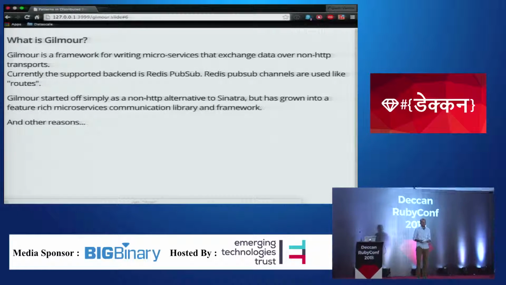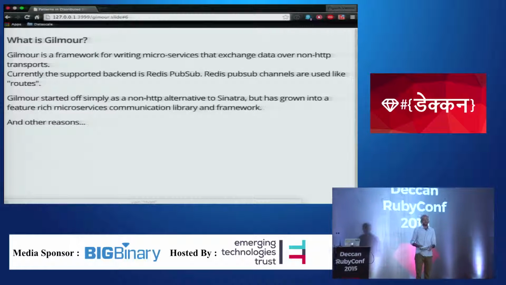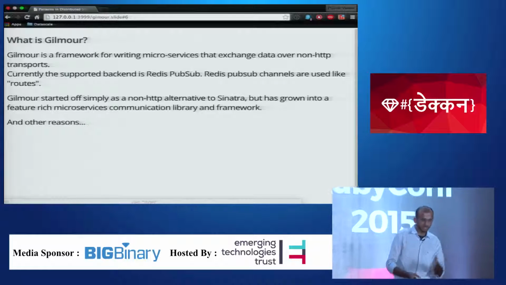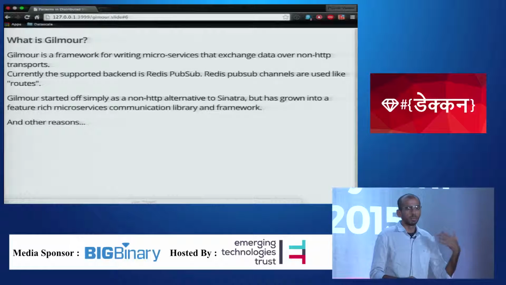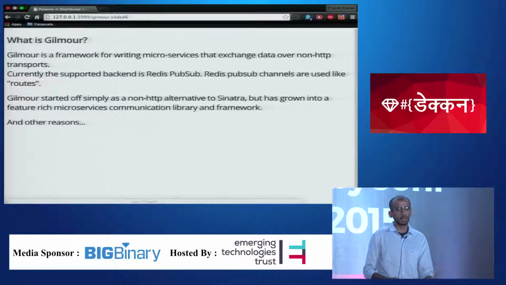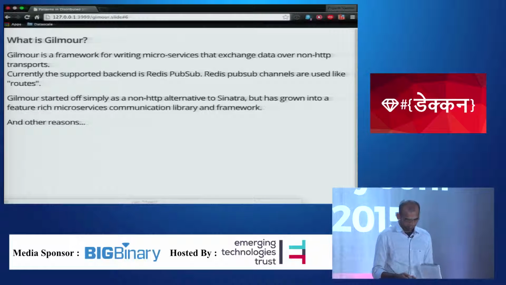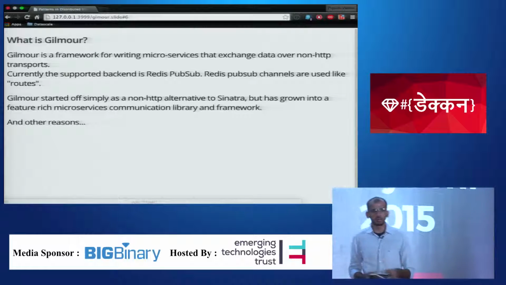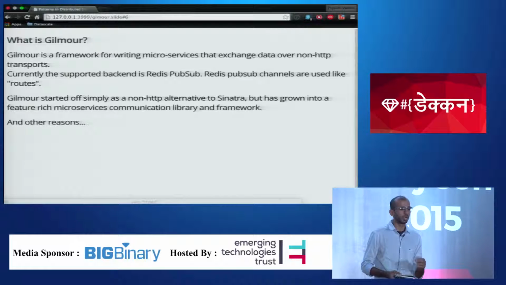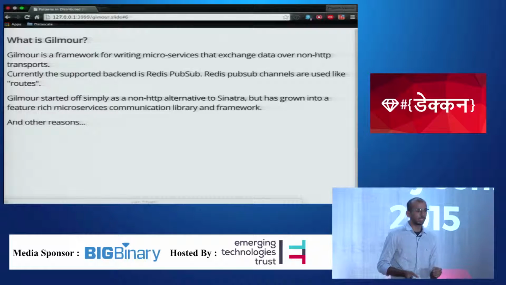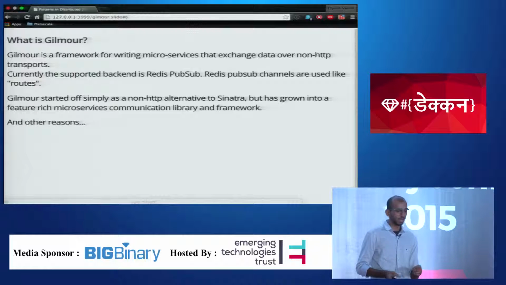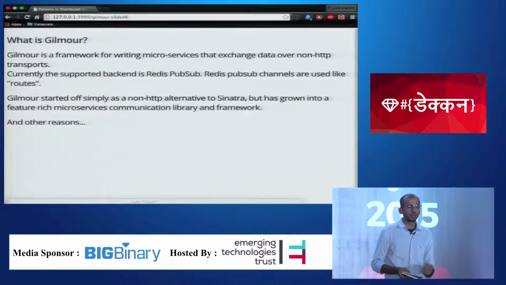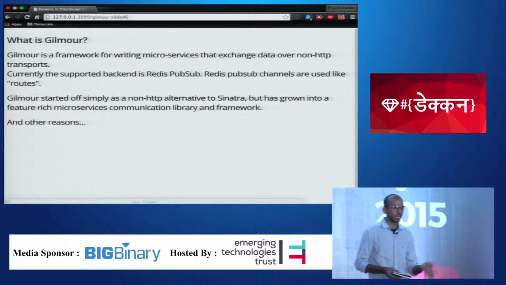Now, this talk is about this library that we have built, which is called Gilmour. It started off as a small DSL. Now it's a full-blown library in itself because as it has grown, it has come of age. This was started as a small communication protocol which would allow developers in a team to exchange messages and build smaller microservices which were not using HTTP.